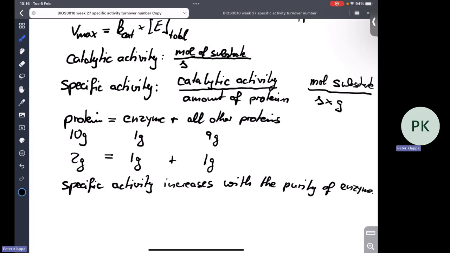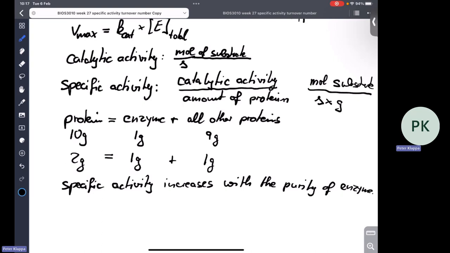However, this is something for the drug regulators, how they deal with something like that. We don't need to worry about that. I just want to make sure that you understand what this specific activity is, how this actually reacts when we increase the purity of the enzyme, and it will go up till it reaches sort of an endpoint.